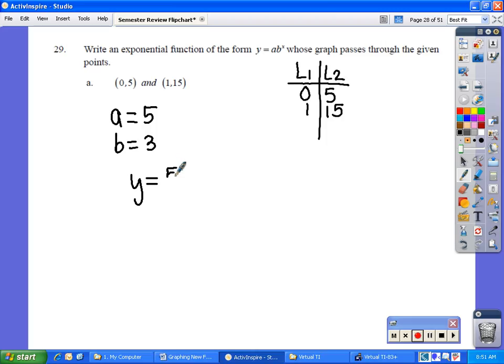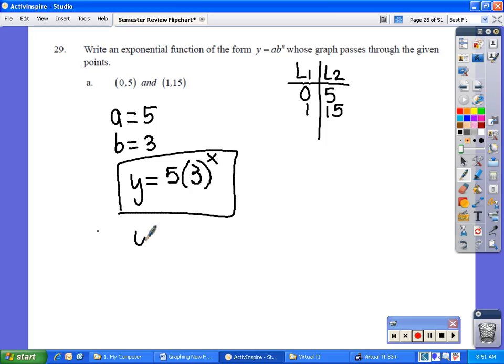So it'll be 5, that's a, times b to the x. And I think it's just a lot easier to use parentheses, but you can also write it like this. It'll be the same thing. Just make sure that you do not multiply the 5 and the 3, because the 3 is linked to this x as an exponent, so you cannot multiply these two together. They must remain separate.